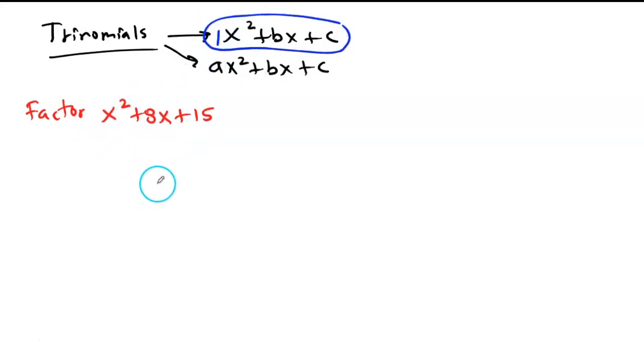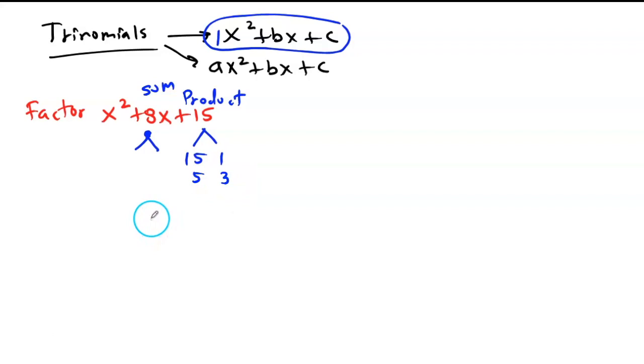How do we factor these trinomials? I use something that is called product and sum. What's my product? The number at the end. What's my sum? The middle value. What I'm looking for is two numbers that when I multiply, I get 15. I'm going to do the same thing that we did before. 15 times 1, 5 times 3. Okay? Now, 15 times 1 is 15. 5 times 3 is 15.